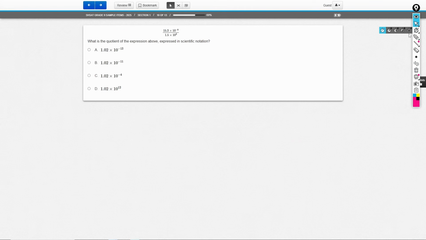So it's asking us what is the quotient of the expression above expressed in scientific notation. In this case, we need to understand what scientific notation is. Scientific notation is a way of expressing really big or really small numbers in terms of 10 to the power of a number.